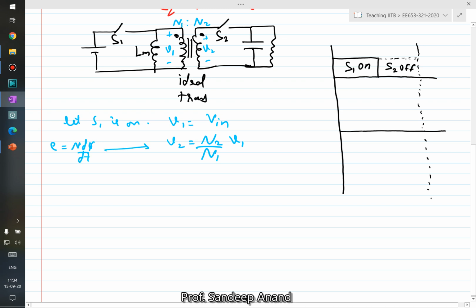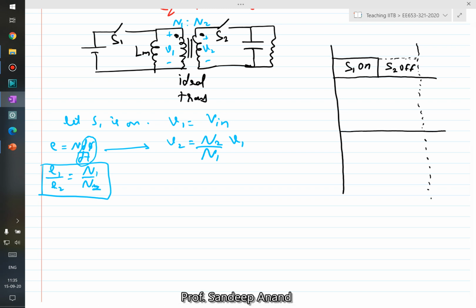So even if E is DC, still E1 upon E2 becomes equal to N1 upon N2, as long as the transformer does not saturate. This law holds good even when d phi by dt values are something else, because it will just cancel out, right? So this law would still hold good for an ideal transformer. You can see that V2 becomes equal to this value, right?